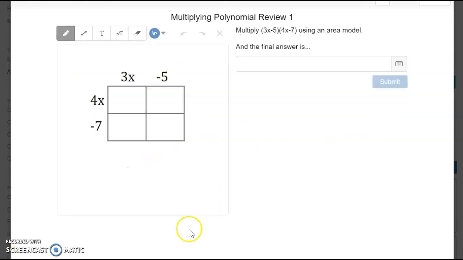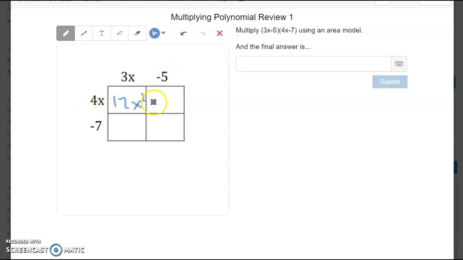Okay, and the next two are review problems of multiplying polynomials. How do I multiply 3x minus 5 multiplied by 4x minus 7? I first put my first binomial at the top and the second binomial on the side here, and then start multiplying. 3 times 4 is 12, and x times x is x squared.